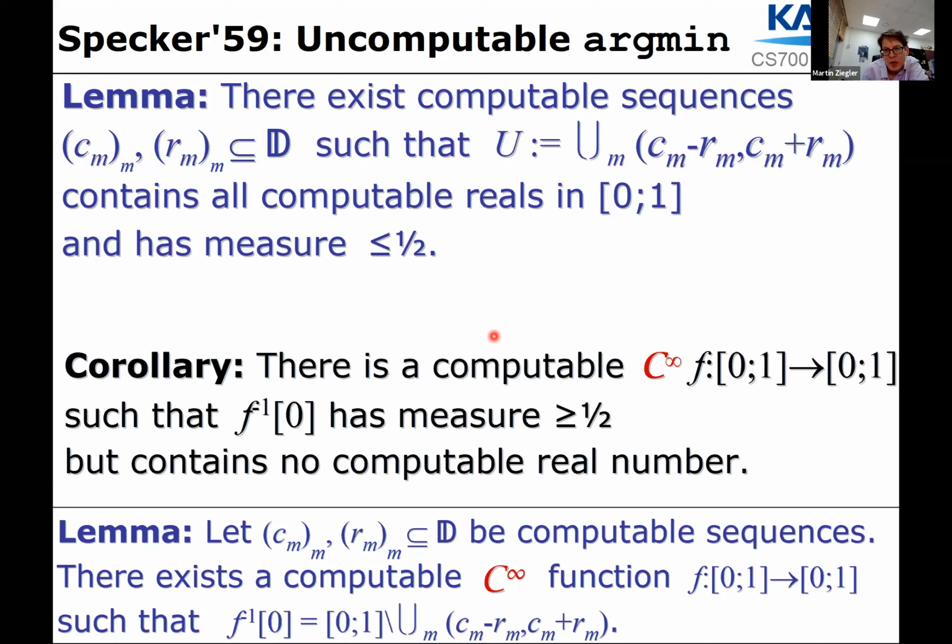And currently we're on our way to prove Specker's theorem, this very statement. There exists a computable and even a smooth function such that the set of roots, the set of points where the function attains its minimum, is large. It has positive measure, but it contains no computable real number.